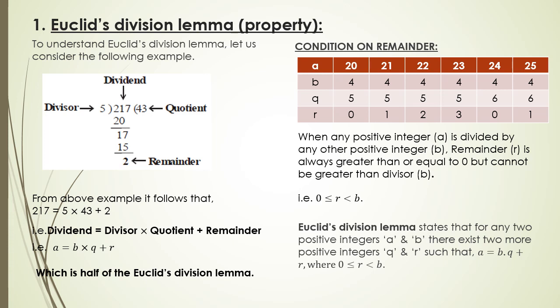Means in this case, suppose in the above example, instead of taking the divisor as 4, we take the divisor as 5, the possible remainders will be 0, 1, 2, 3 and 4. Similarly, as we change the divisor, the possible values of remainder will also change.